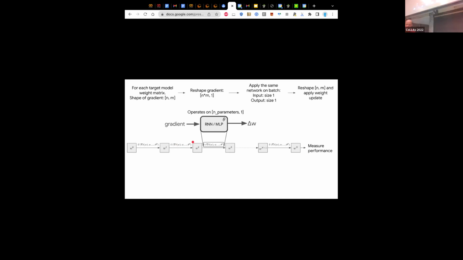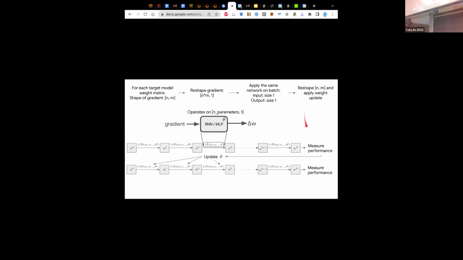To spell out what this exactly means, let's consider that we have our learned optimizer running on an n by m matrix. To apply it, we'll first reshape it to an n by m by 1 matrix. Then we'll apply our network, treating this leading n by m as a large batch size. This gives us some new output. It's only one dimensional. And then we'll reshape it back and apply our weight update like that.